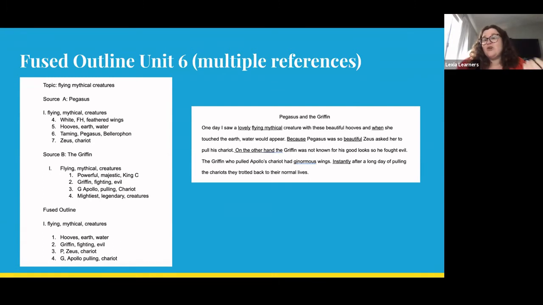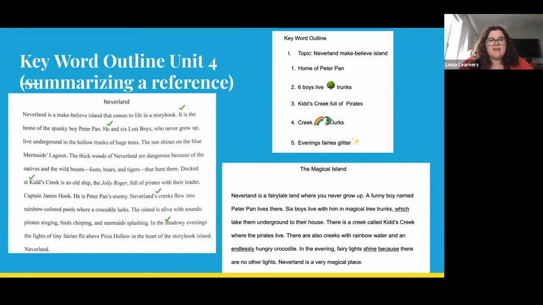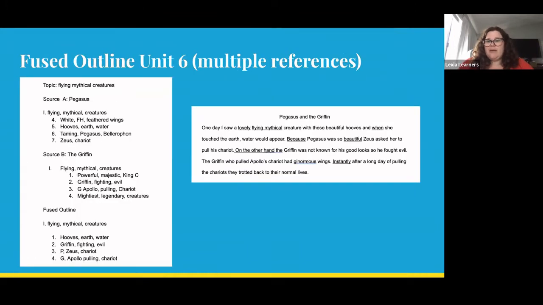So this is your research papers. You'll have multiple different sources of text, and you want them to write this kind of outline, summarizing the reference for each of their different pieces. For this one, there were only two sources, one about Pegasus and one about the Griffin. This was from the Myths one. I had my student write their outline about Pegasus, and she wrote her outline about the Griffin. And then we took those two outlines and created them into one.